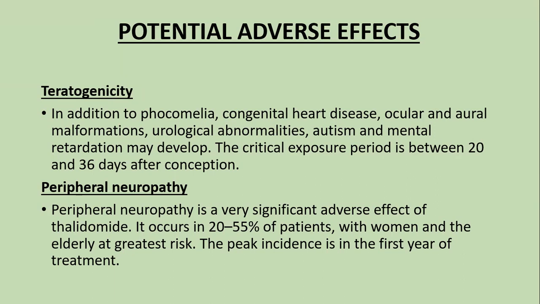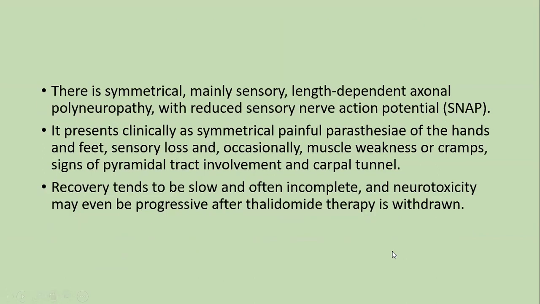Then peripheral neuropathy. Peripheral neuropathy is a very significant adverse effect of thalidomide, occurring in 20 to 55% of patients, with women and the elderly at the greatest risk. Peak incidence is in the first year of treatment. There is a symmetrical, mainly sensory, length-dependent axonal polyneuropathy with reduced sensory nerve action potential, SNAP.